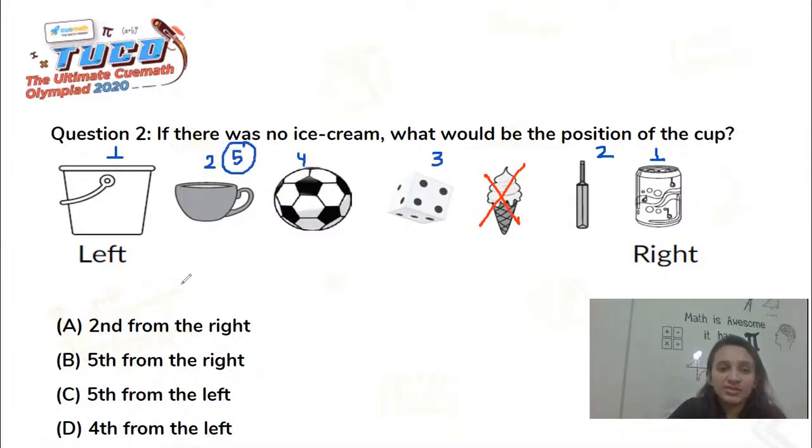Now let's see the options. Second from the right is not a correct answer. Fifth from the right is a correct answer because we just now saw that. Fifth from the left is obviously not the correct answer because we see that it's the second from the left. And fourth from the left is also not the right answer. So the correct answer to this question is fifth from the right end.